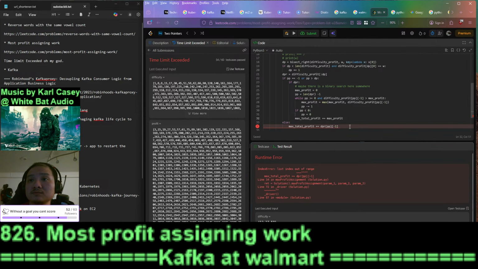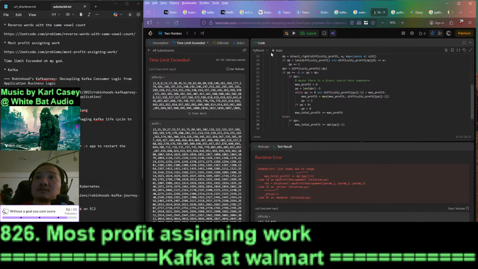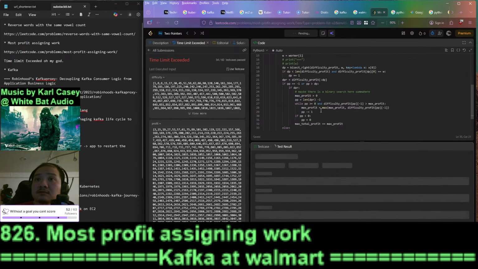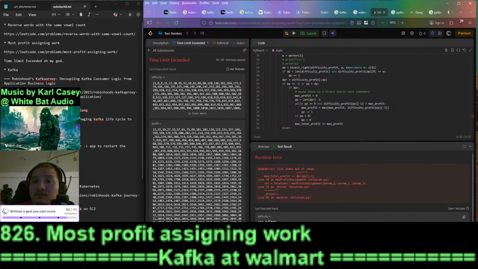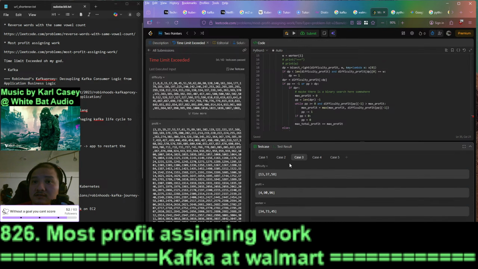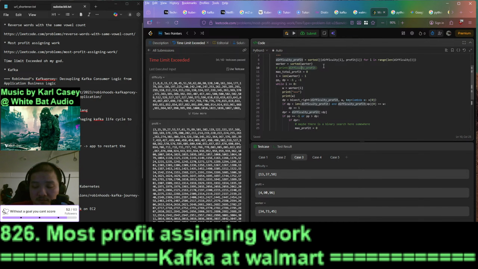Oh, index out of range. Right. Okay. If DPR, what about that? 13, 35, what is it? What cases? Okay, so let's print this. Debug this.